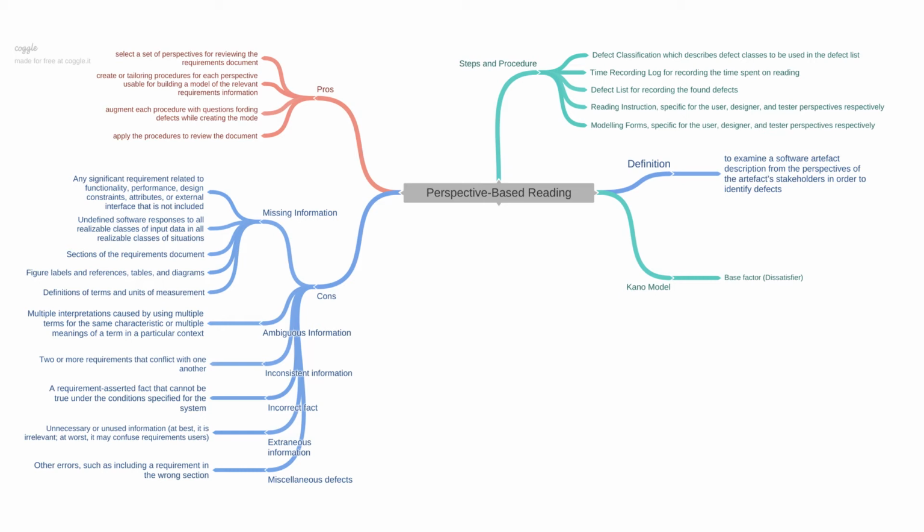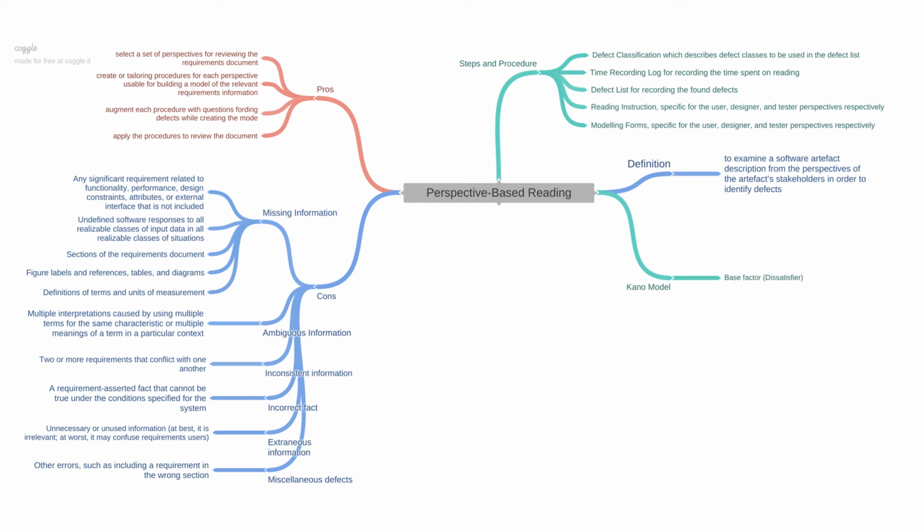Now the cons are broken down into 6 parts. Firstly, missing information, which is also broken down into 5 parts: any significant requirement related to functionality, performance, design, constraint, attributes, or external interface that is not included; identified software responses to all realizable classes of input data in all realizable classes of situations; sections of the requirements document, figure labels and references, tables and diagrams; and definition of terms and units of measurement.